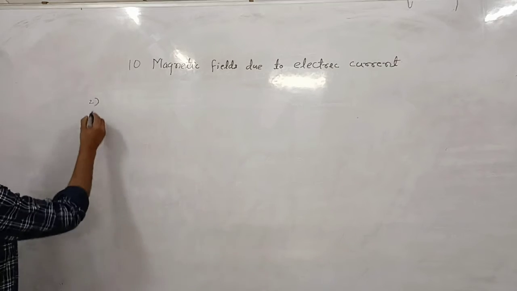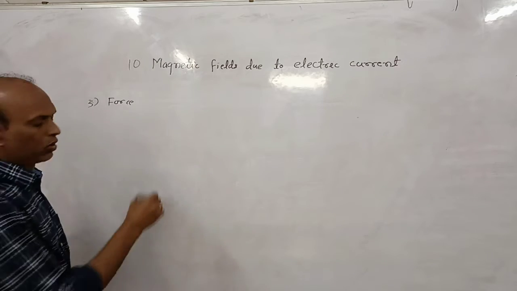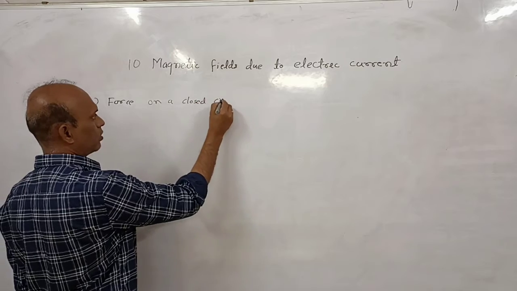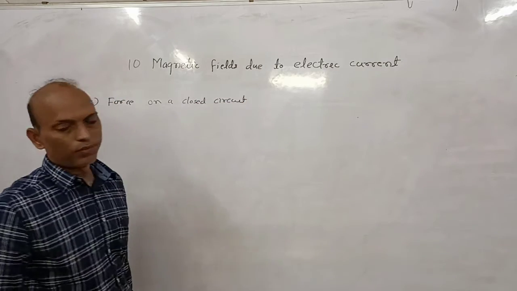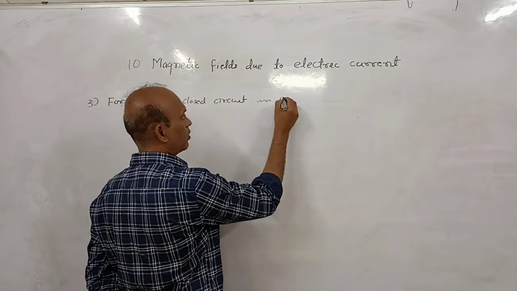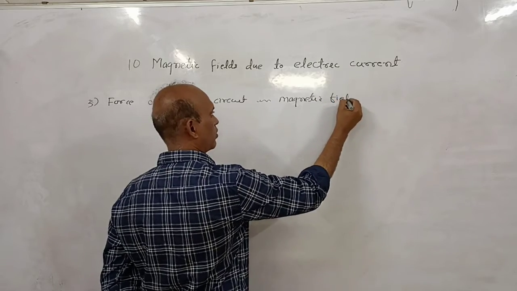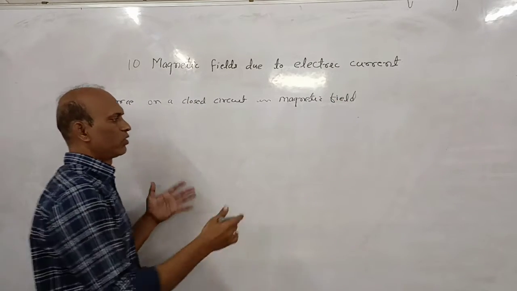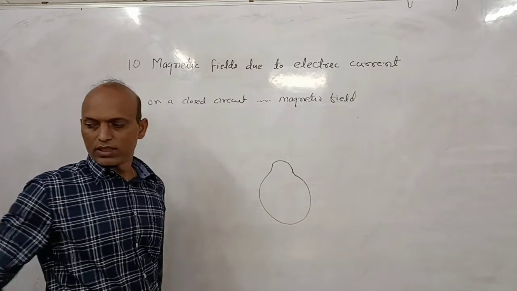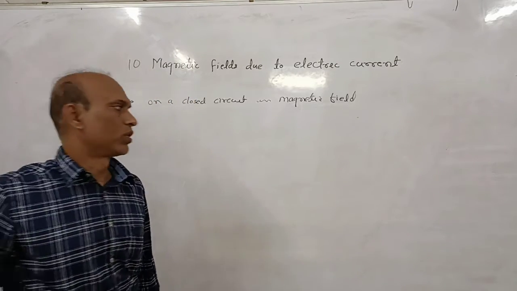Now the third case, that is force on a closed circuit when it is placed in a magnetic field. Closed circuit means of any shape, so this is also called a closed shape or loop. In this case, for better understanding, we will consider the shape of the conductor of the closed circuit as a circle.